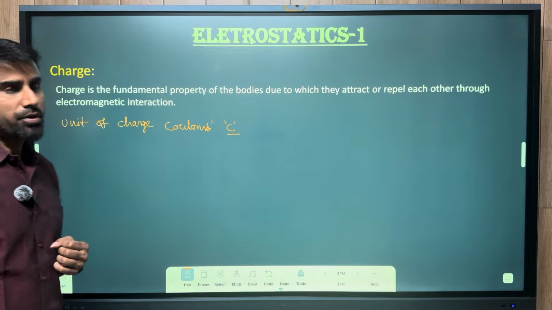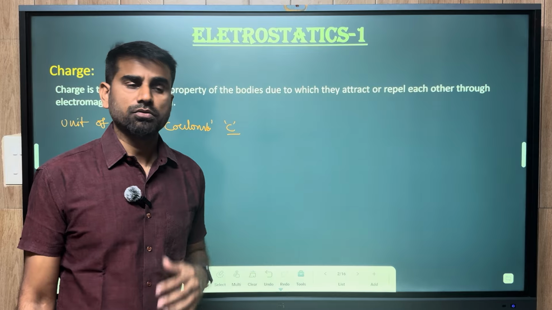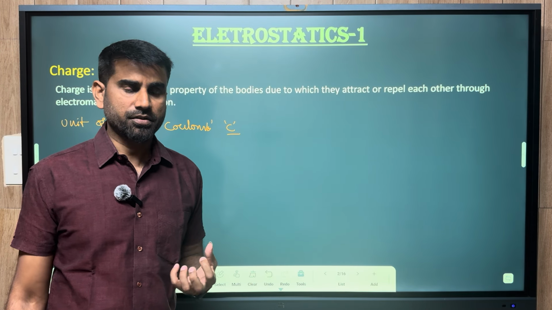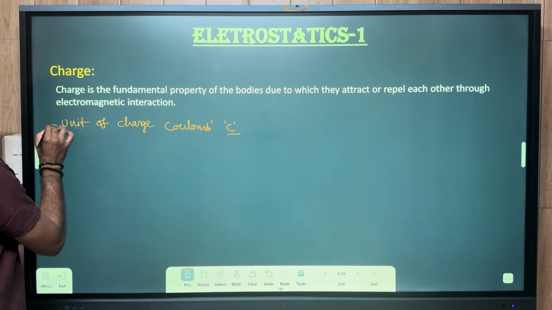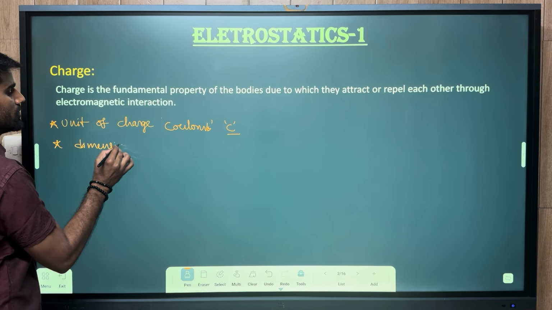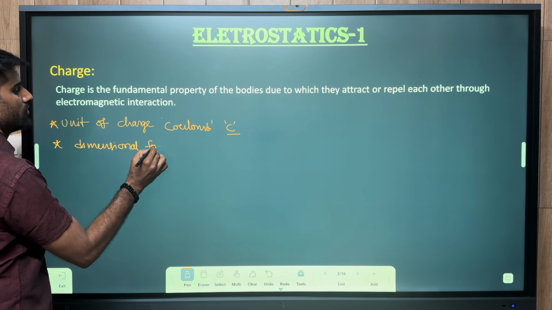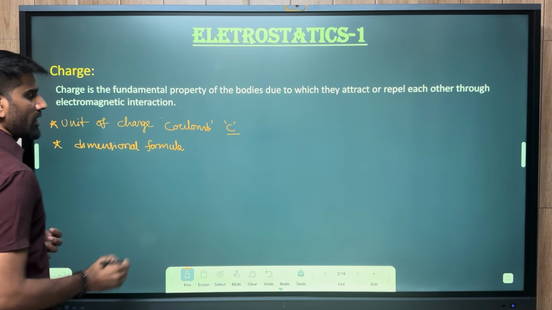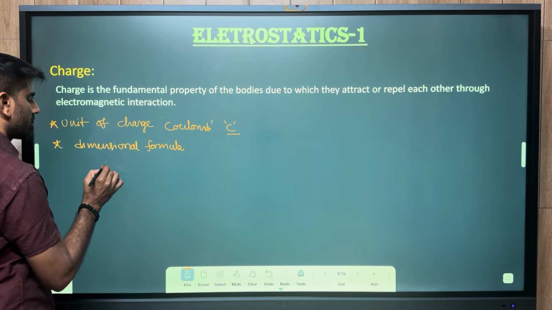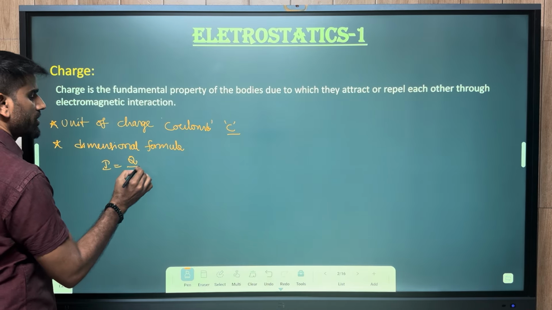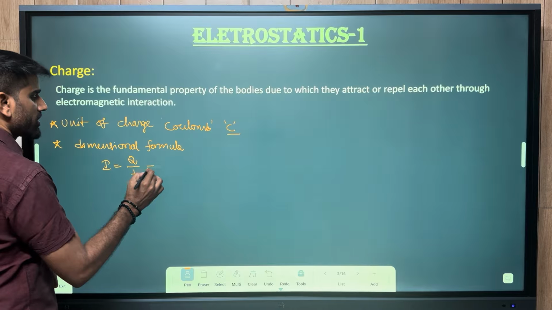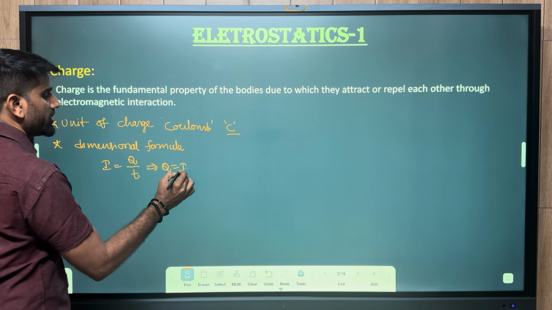Though it is a fundamental property of the bodies, it is not a fundamental quantity. So we need to express this charge in terms of fundamental quantities in order to express the dimensional formula of the charge. As we all know, the definition of current is charge flowing per unit time, rate of flow of charge per time. So if I rearrange this equation, Q is equal to I into T.